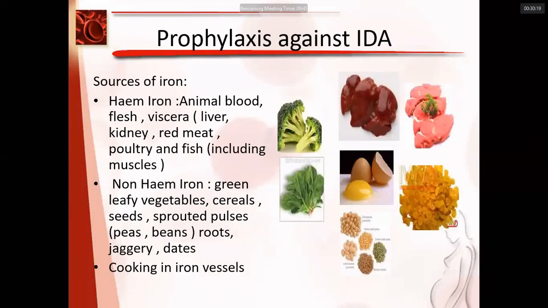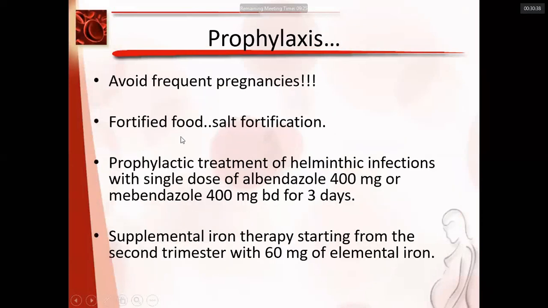So prophylaxis against iron deficiency anemia, we know about the dietary habits. It is more common in vegetarians. So even in vegetarians, we can advise green leafy vegetables, cereals, sprouted pulses, fruits, jaggery, and dates, and advise cooking in iron vessels. Avoid frequent pregnancies, and there are also salt fortification programs in other countries.